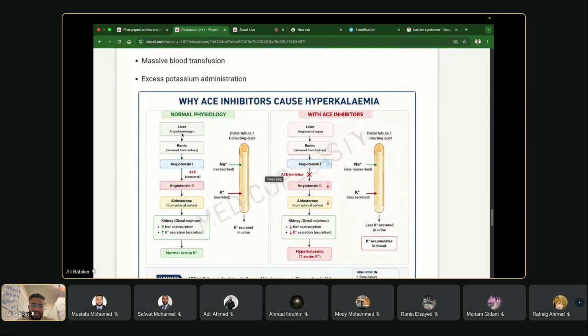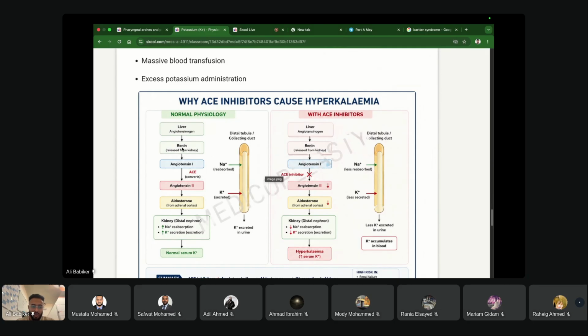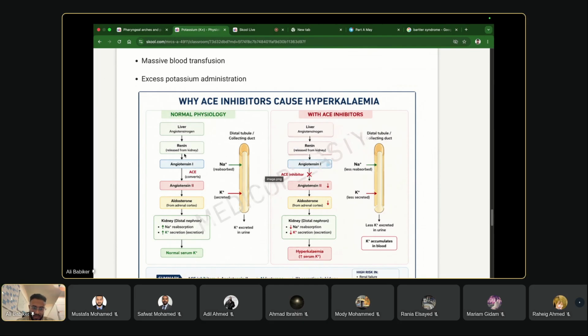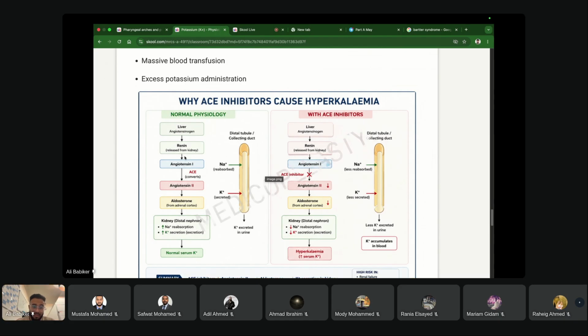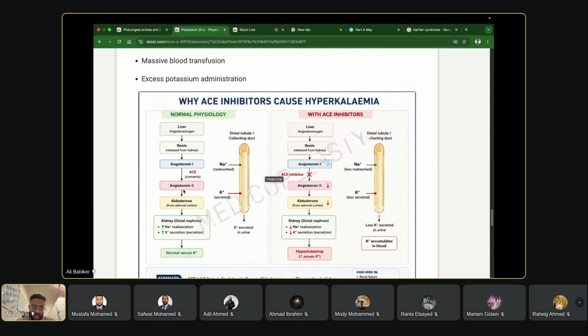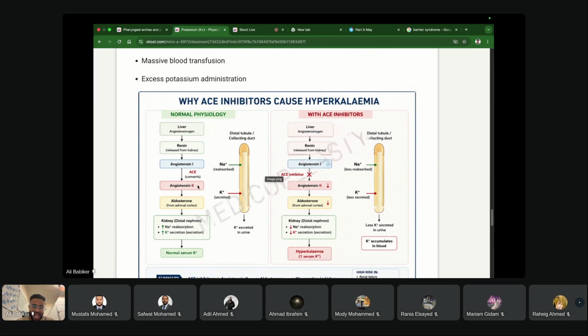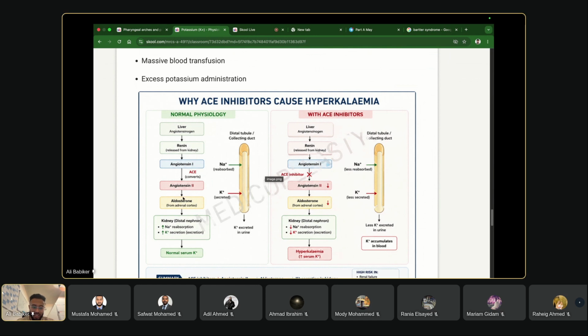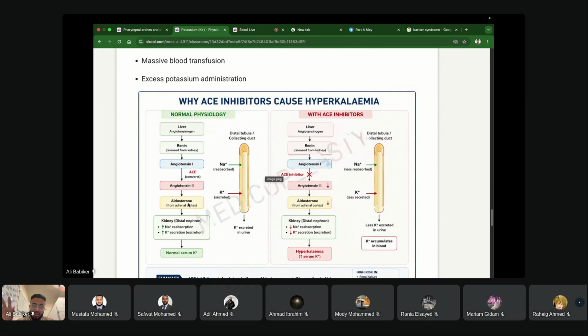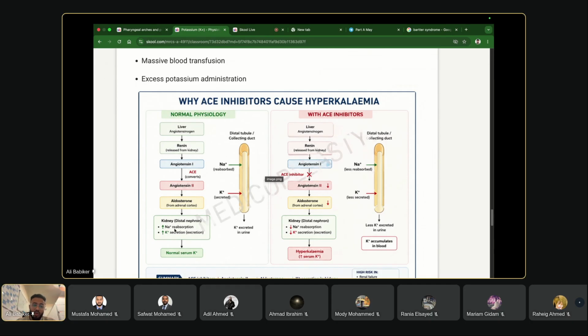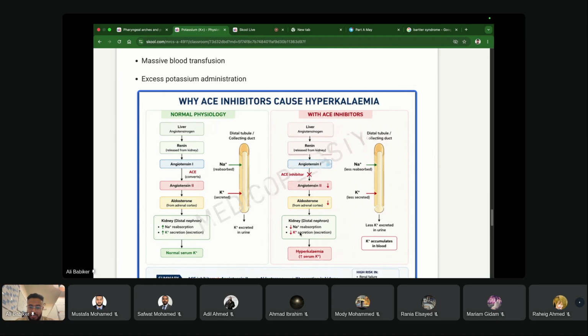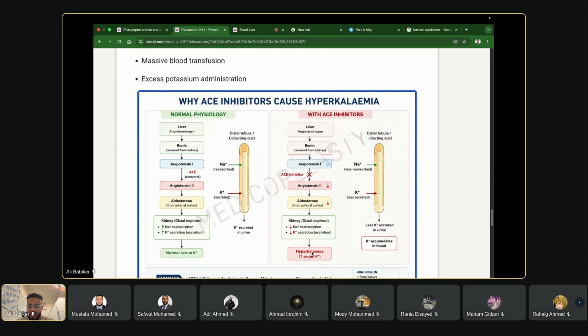So normal physiology. In the liver, there is angiotensinogen, which is acted on by renin released from the kidney to become angiotensin 1. Angiotensin 1 becomes angiotensin 2 by the effect of angiotensin converting enzyme. Angiotensin 2 will activate the production of aldosterone from the adrenal cortex. We'll come to that when we come to the endocrine. The aldosterone will lead to increased sodium resorption and increased potassium secretion. So when you cross this effect, as you can see, there will be a reduction in potassium secretion, and this will lead to hyperkalemia.